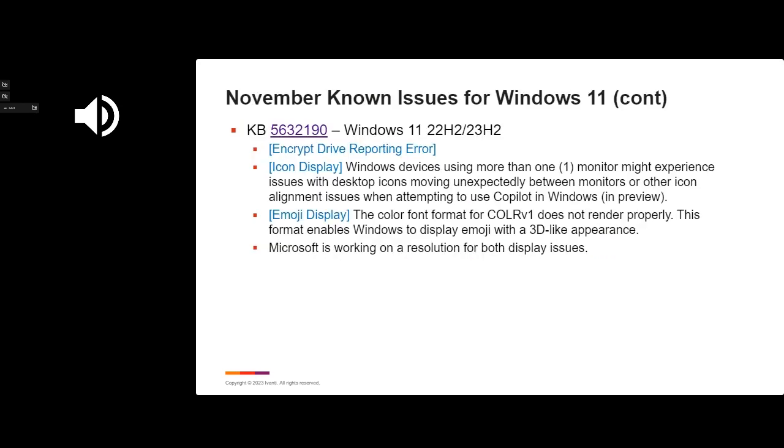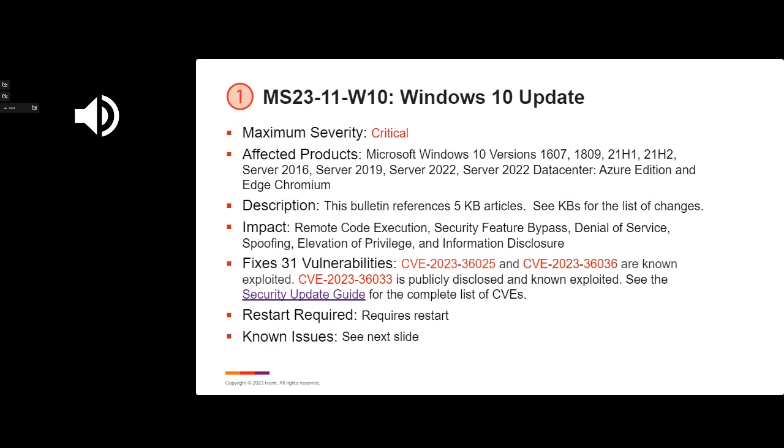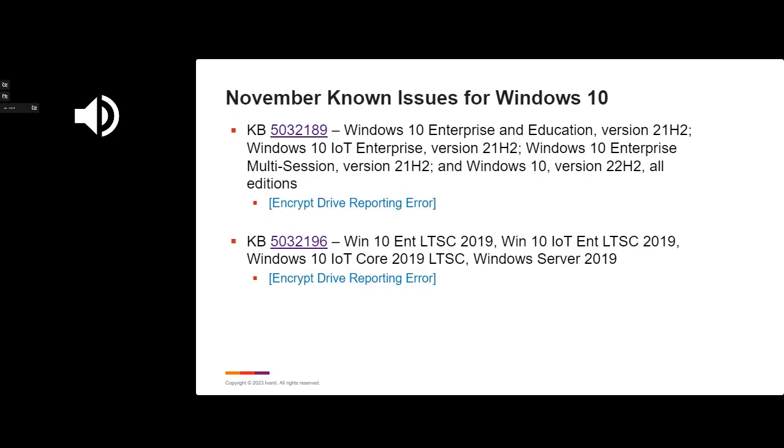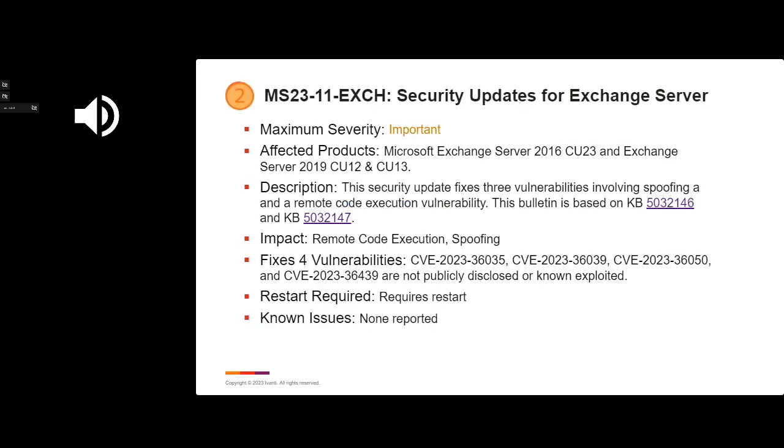Anyway, Windows 10, 31 vulnerabilities, basically one more than we saw in Windows 11. Again, the same known publicly disclosed and known exploited issues. That encryption drive reporting error that I talked about does surface under the Windows 10 Enterprise 21H2 versions. I have them all listed here, as well as 22H2. And it also shows up under the Windows 10 long-term service channel for 2019 set of updates as well. So these 2 particular KBs under Windows 10 were the only ones that were reporting this. So kind of be aware of that if that does pop up in your environment.